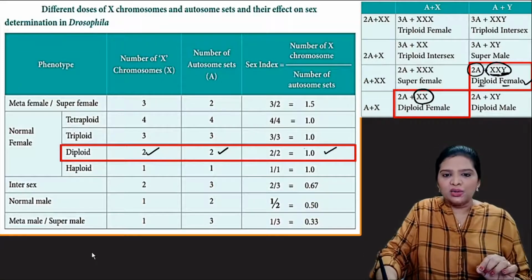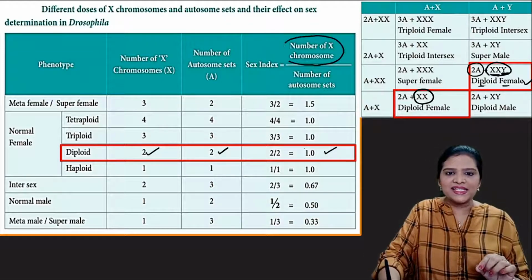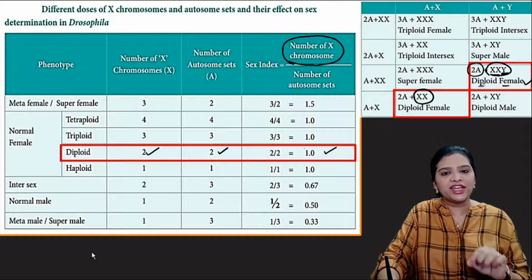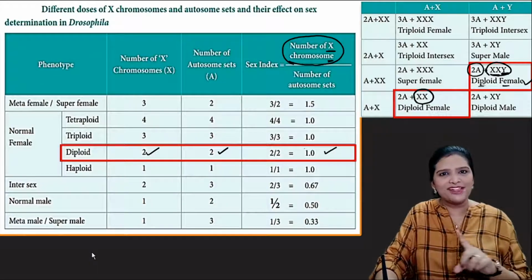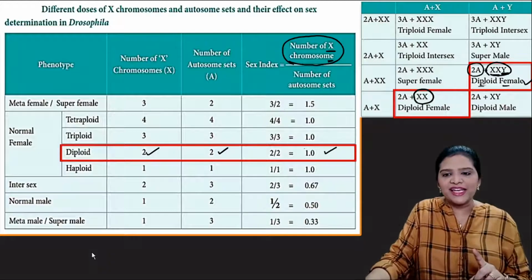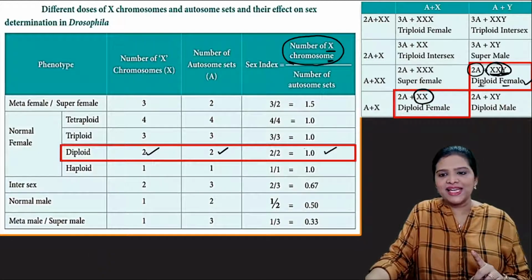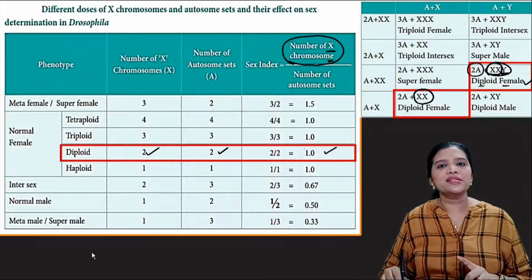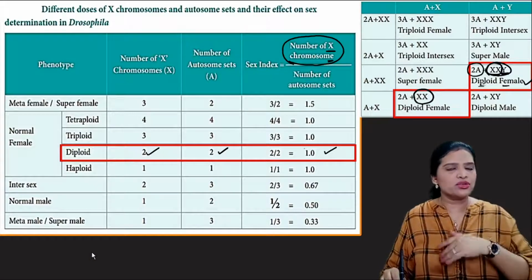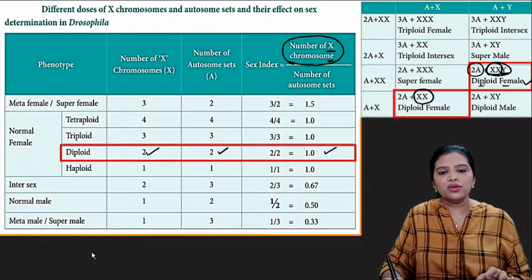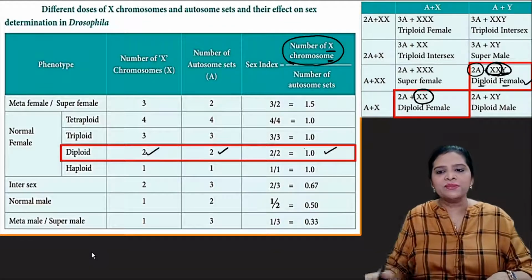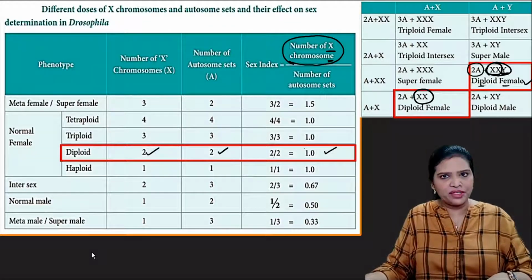See, look at this formula of the sex index. In this sex index formula, you have to take the number of X chromosomes present in the individual, not the Y chromosome. So accordingly, in this female, just take the X chromosomes. How many X chromosomes are present? 2. Forget the Y chromosome. You should not take it because it is not in the formula. So, 2 X chromosomes, 2 by 2, 1. Got it? So, that's why it is a diploid female.